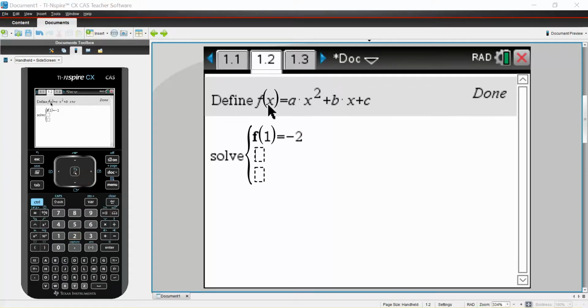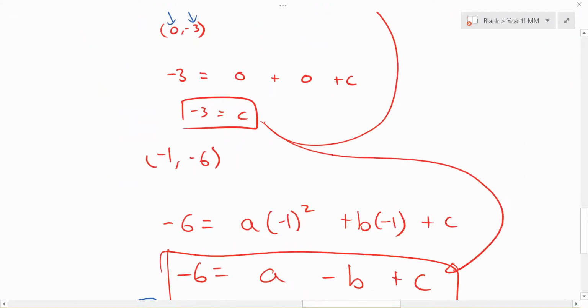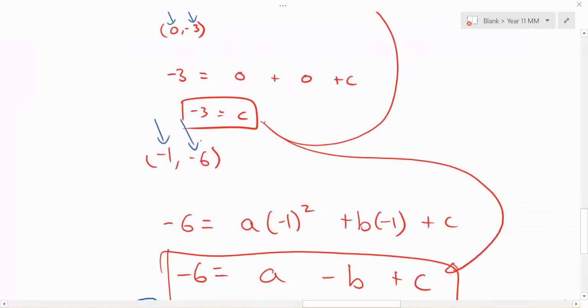Same thing with the next one. It says when you sub in 0, you should get negative 3. Okay, so if I sub in x equals 0, I should get negative 3. And then finally, if I sub in negative 1, I should get negative 6. So here we go. f of negative 1 equals negative 6.